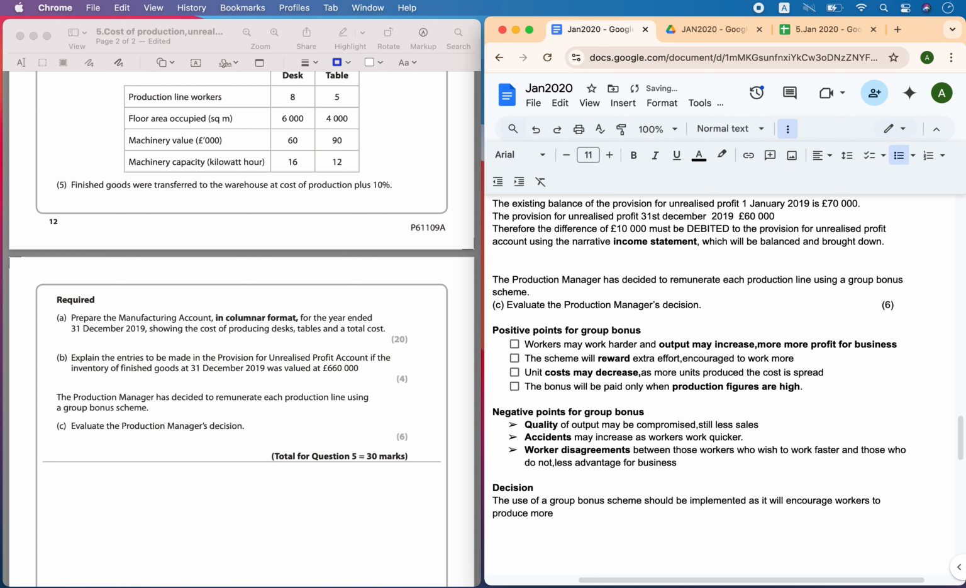And the bonus might not encourage workers anymore to produce. There could be reasons where the group bonus encourages workers, but at the same time it might not encourage them, due to certain reasons. So the decision is, the group bonus scheme should be implemented as it will encourage workers to produce more. That should be your decision. So you'll get 6 marks.